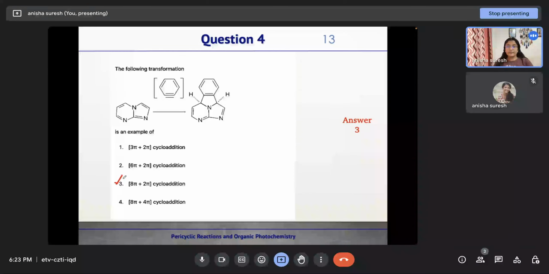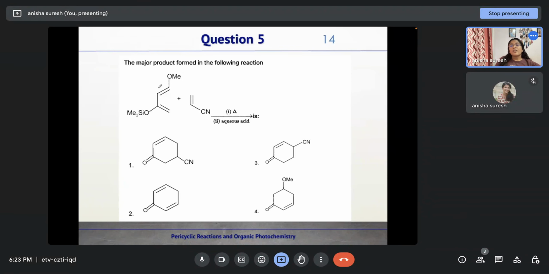Now coming to question number 5. Here, what is the major product that is formed in the following reaction? This is a Diels-Alder type of reaction. As we have seen in the first question, Diels-Alder reaction takes place between a 4 pi electron component and a 2 pi electron component. So this is the diene and this is the dienophile, and we have seen the normal Diels-Alder cases.